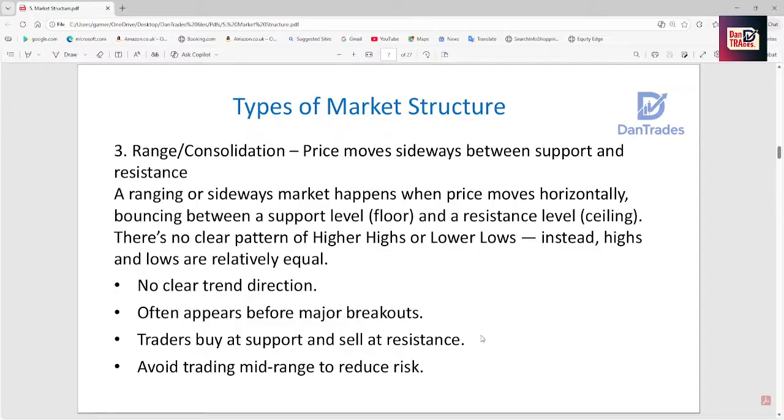There's no clear pattern of higher highs or lower lows. Instead, highs and lows are relatively equal. No clear trend direction often appears before major breakouts. Traders buy at support and sell at resistance, and avoid trading mid-range to reduce risk. So we don't trade consolidating or ranging markets.